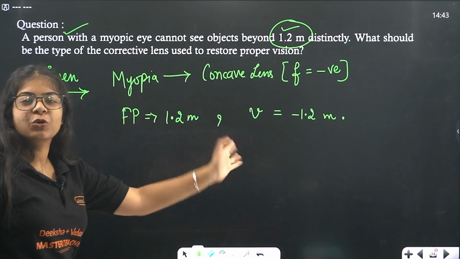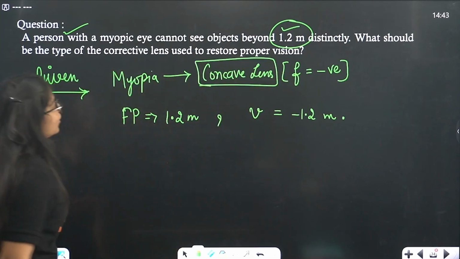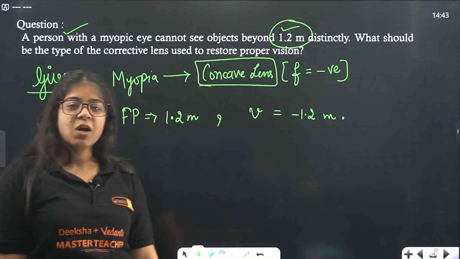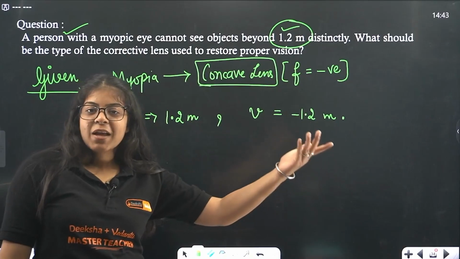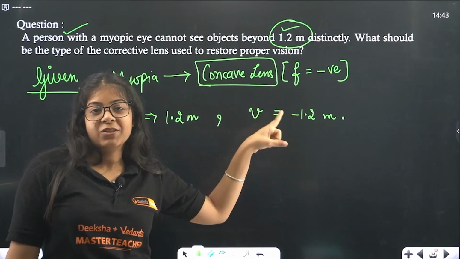We didn't have to do all this calculation. It's just myopia, we already wrote it. We need to use the concave lens to correct the vision. See, we didn't even read the question, and we already have the answer if you follow my strategy.